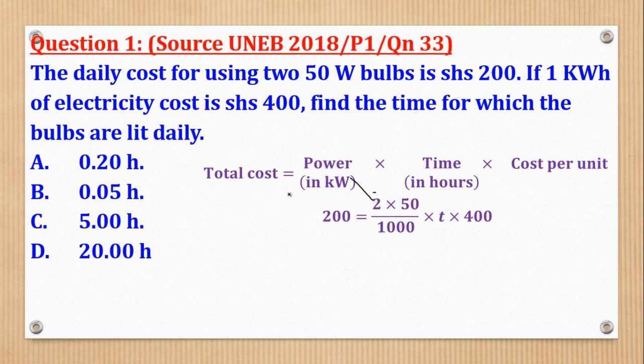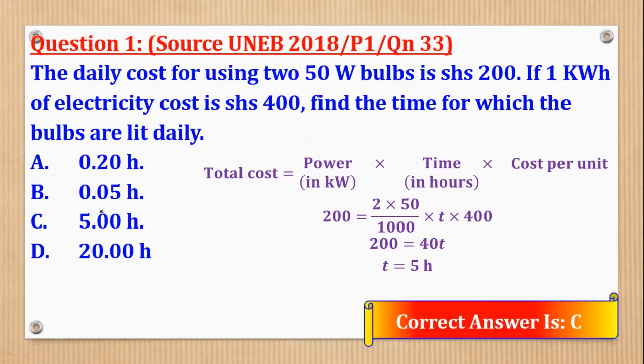Okay, that is here, so we finish the cost. Then the time is what they want, so we leave it as an unknown. Then the cost per unit, they said it is shillings 400. So now we have only one unknown. We shall simplify and make it the subject. That means C is the correct answer.